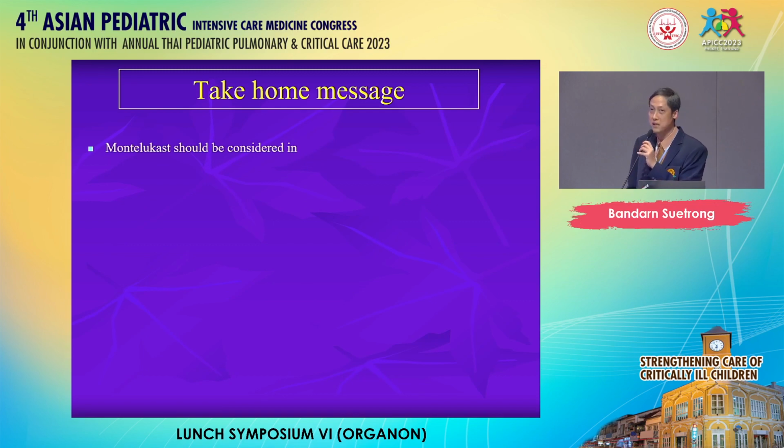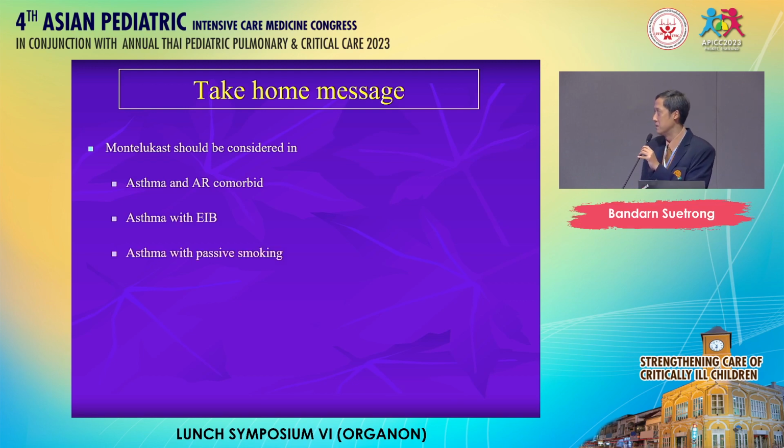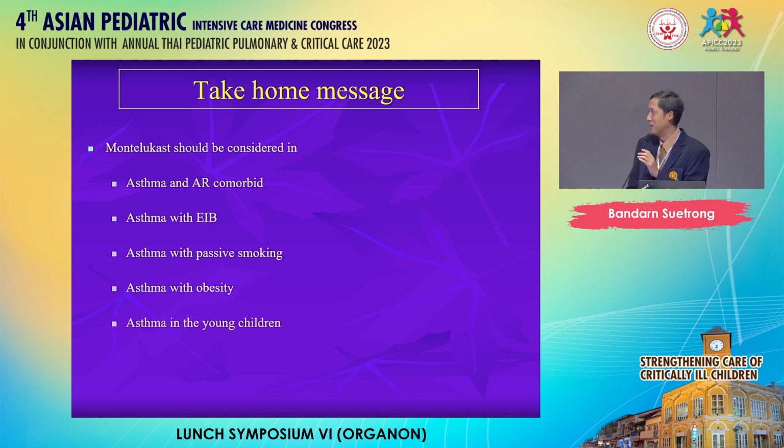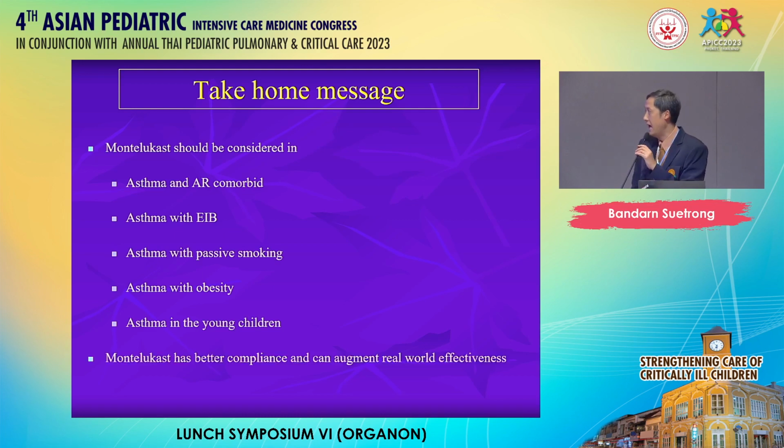And montelukast should be considered in asthma and AR comorbidity, asthma with exercise-induced bronchoconstriction, asthma with passive smoking, but don't forget to advise the parent to quit smoking as soon as possible, and asthma with obesity. Again, you might have some intervention to reduce the body weight of your asthma patient too. And finally, asthma in young children, particularly younger than 5 years old, and montelukast has a better compliance compared with the inhaler medicine and can augment the real-world asthma effectiveness.